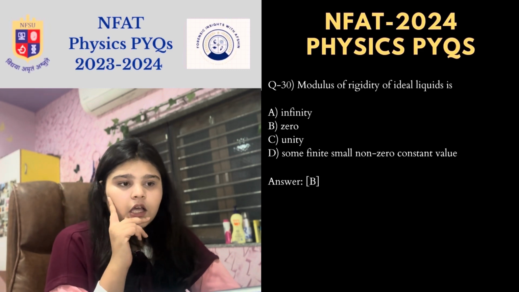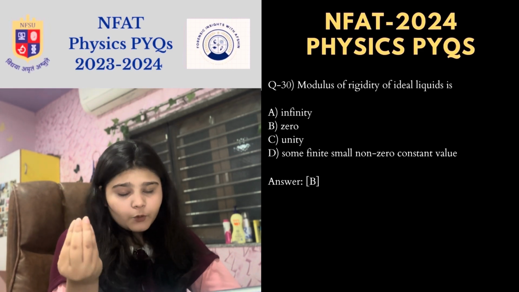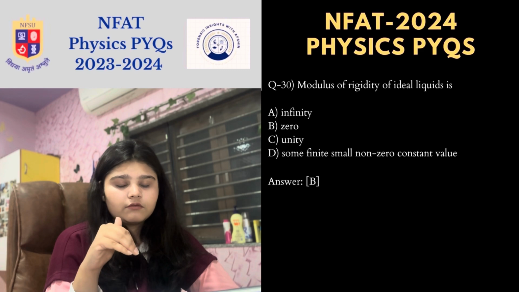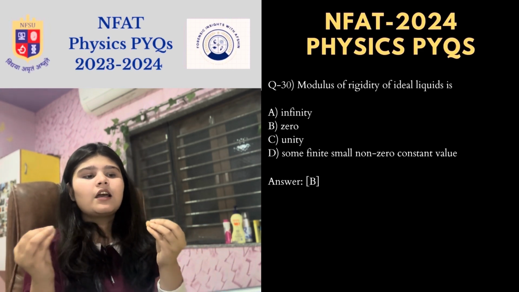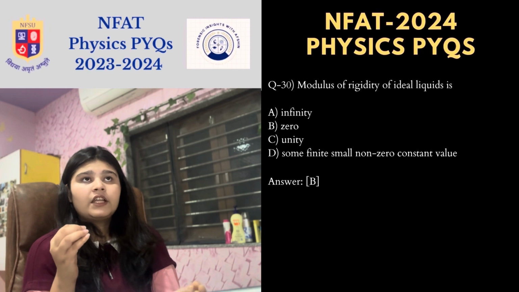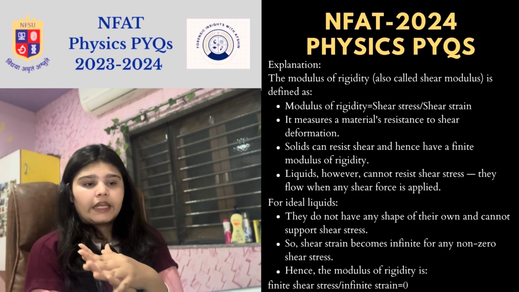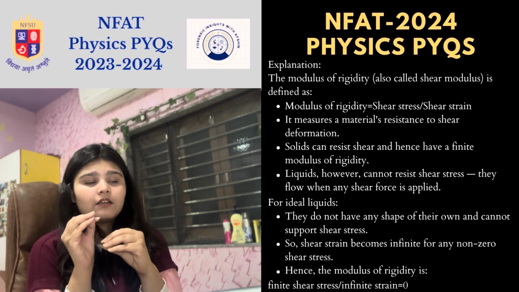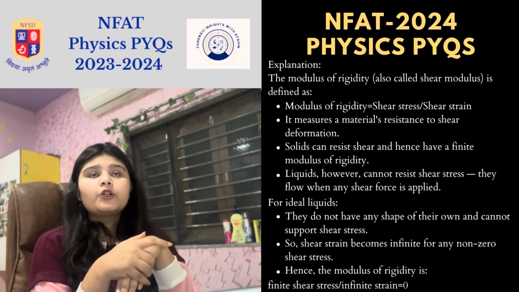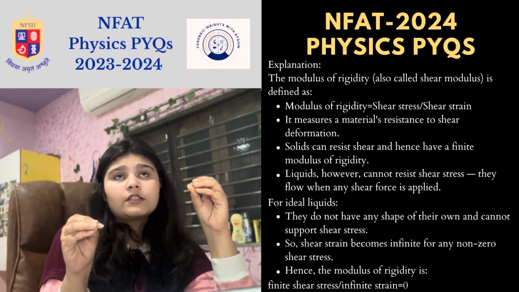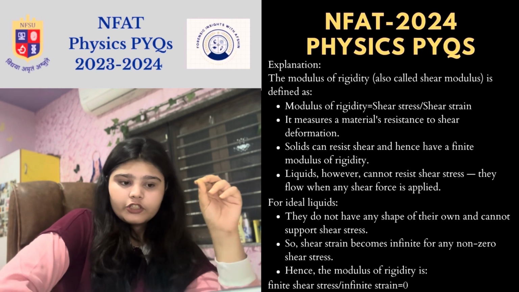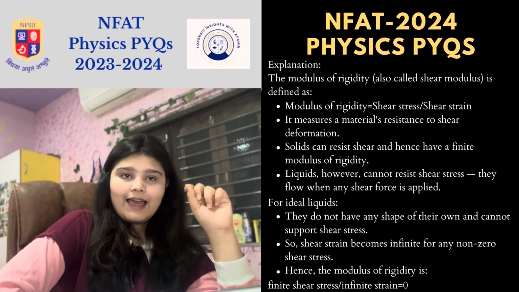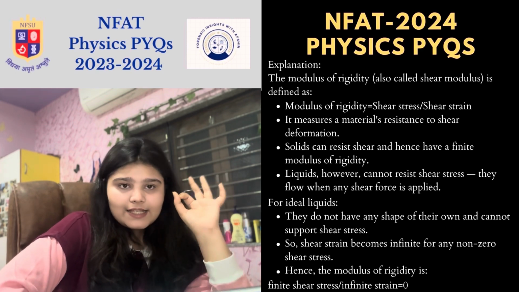Concept based question, because अभी देखो मॉड्यूलस ऑफ रिजिडिटी क्या है, shear stress by shear strain, ठीक है. So liquids will not be able to resist that shear stress because they will start flowing whenever any shear force is applied to it. Okay. Also they do not have any shape of their own, so they won't be able to support the shear stress. So shear strain becomes infinite for any non-zero shear stress. Hence, the modulus of rigidity will be 0.